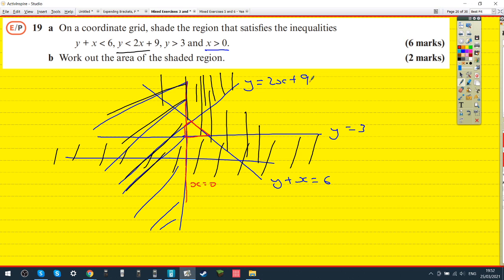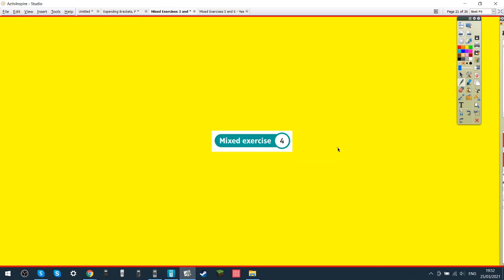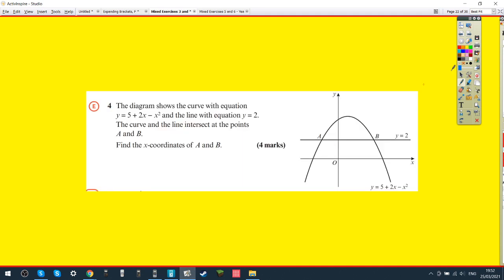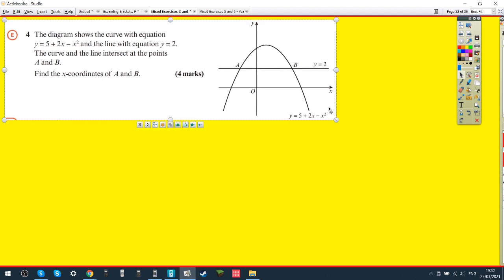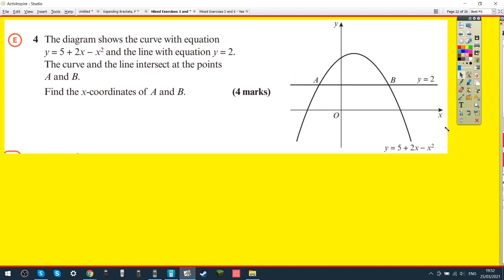Yes, you can draw them with your graphical calculator as well, like y plus x equals 6, y equals 2x plus 9, y equals 3, x equals 0. And yeah, it's easiest to delete the bits that you don't need. All right, well, that was chapter 3, but there's lots of similarities with chapter 4, as you'll see.